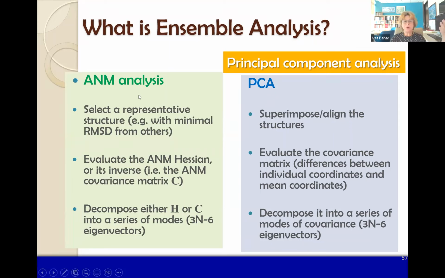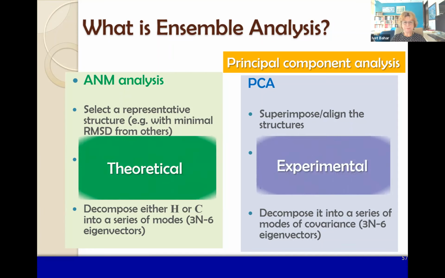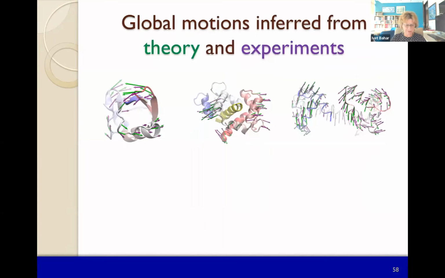So we originally did that for validating ANM predictions, showing that they do provide a good representation of experimentally detected ensemble. But it is even more important when you have one single structure and you would like to predict what alternative conformations are accessible. So we're going to compare theory and experiments. Here are a few examples.